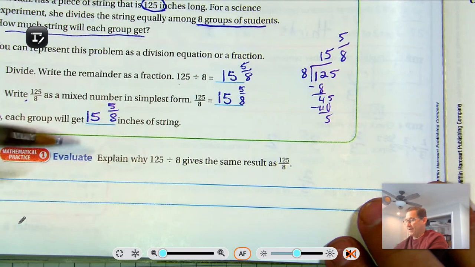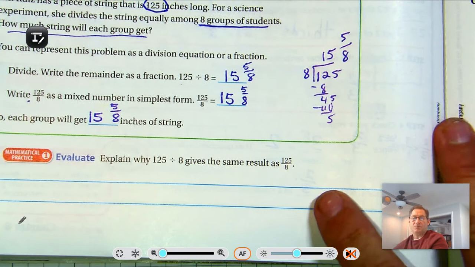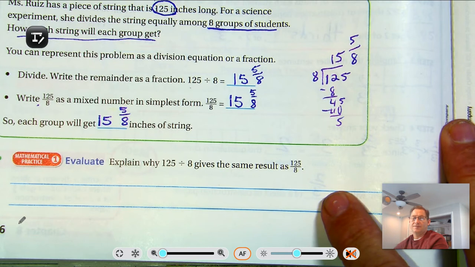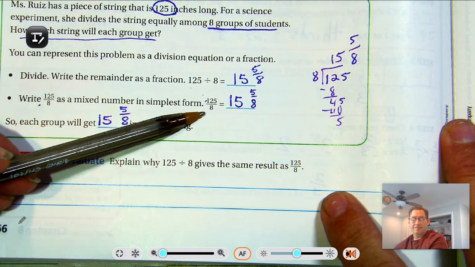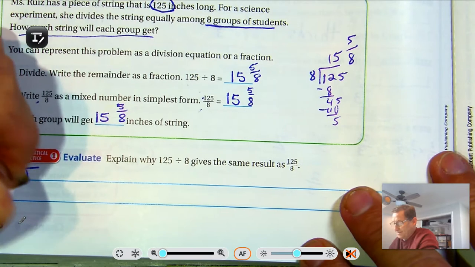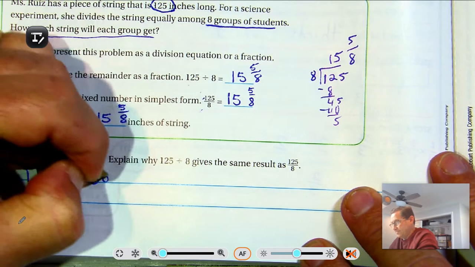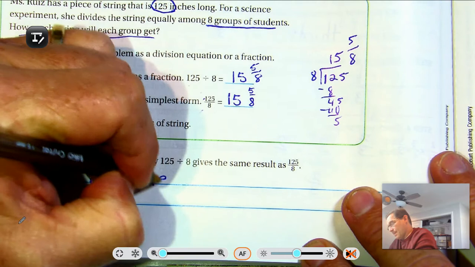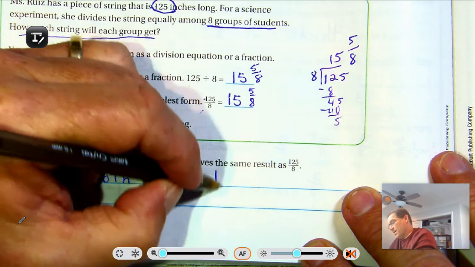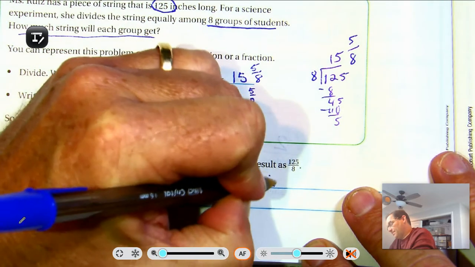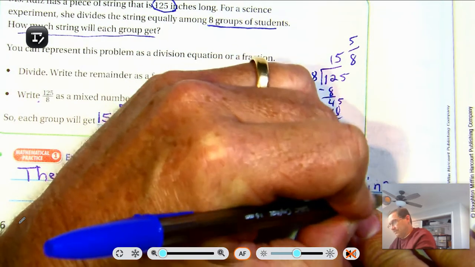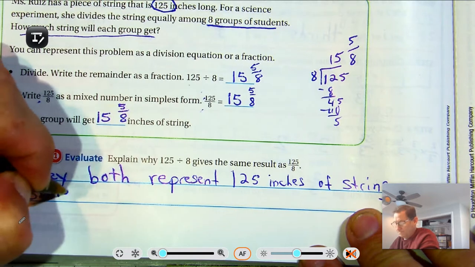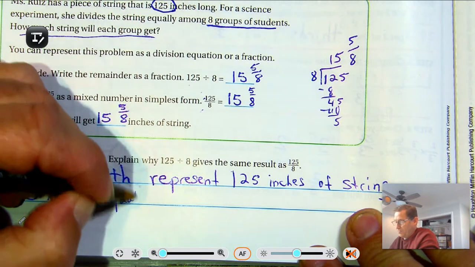Why does 125 divided by 8 give you the same result as 125 over 8? Well, because the fraction is the same thing as division, 125 divided by 8. So they both represent 125 inches of string shared equally among 8 groups.